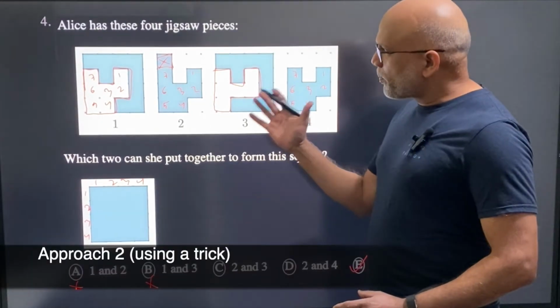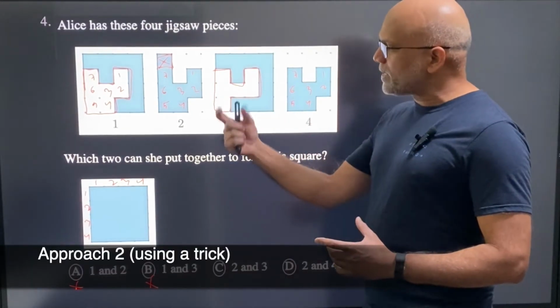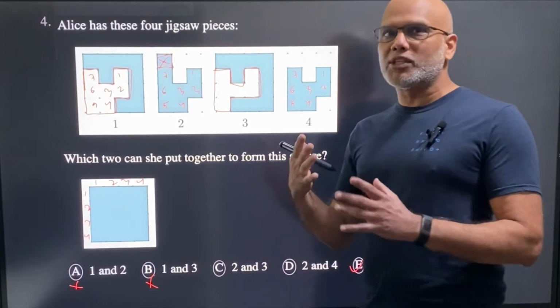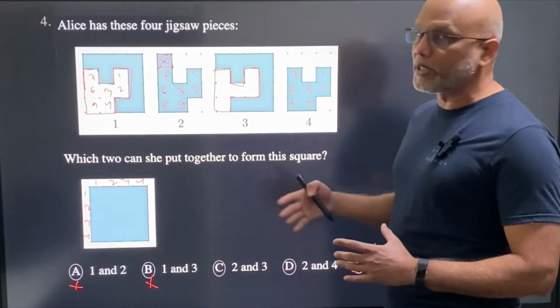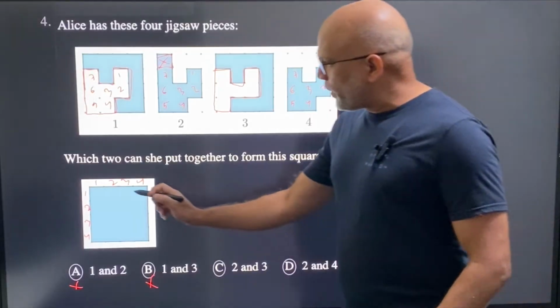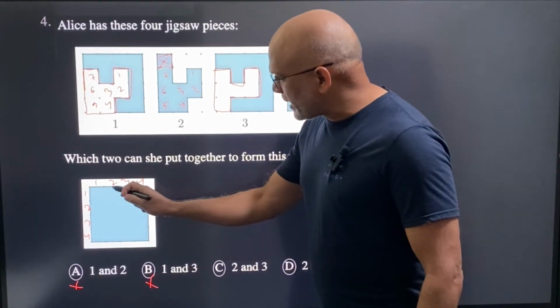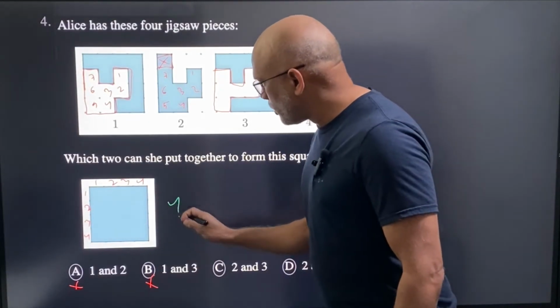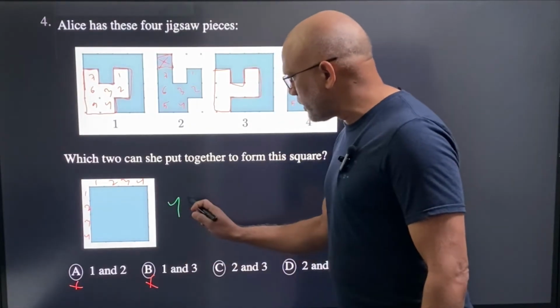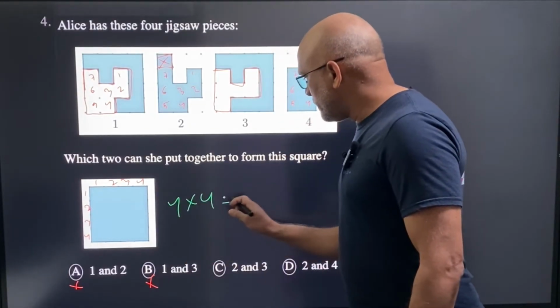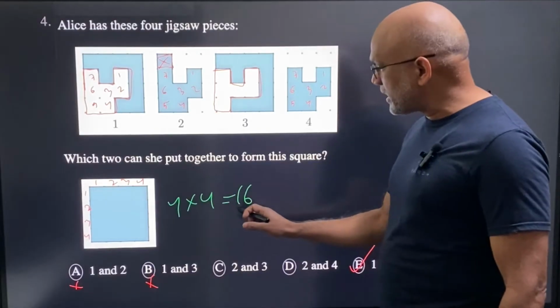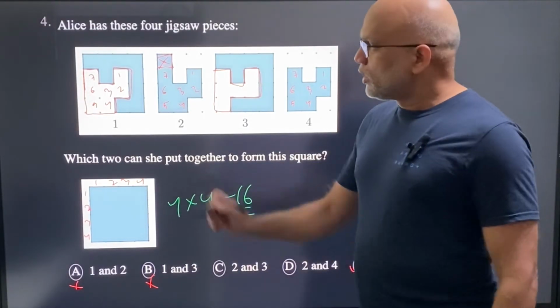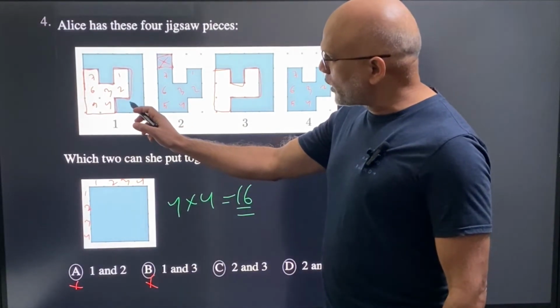So for this type of problem where you have to combine two pieces to get a third piece, there is another trick that you can use to solve it quickly. Notice that we need a complete square, that is 4 smaller squares this way and 4 smaller squares this way. That is 4 times 4 is equal to 16. That means we need 16 smaller squares in total. So let's count the number of smaller squares in each of these.